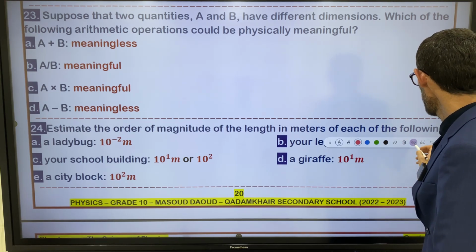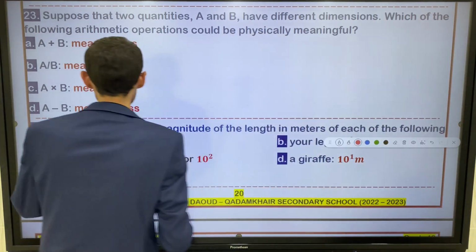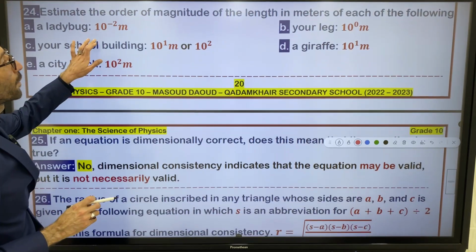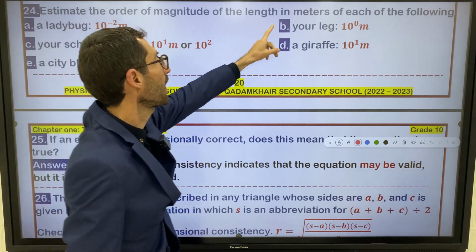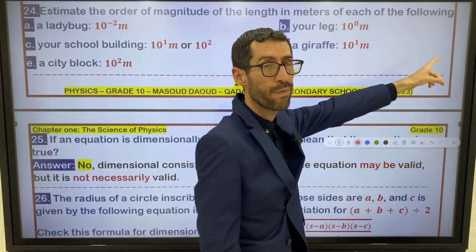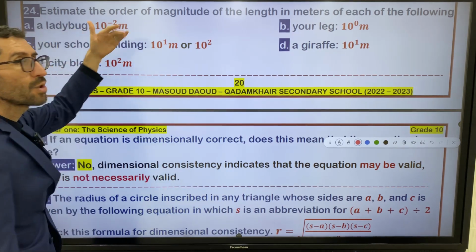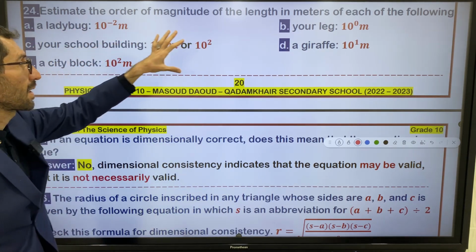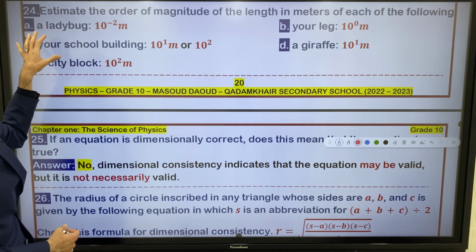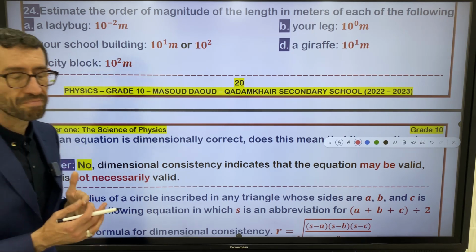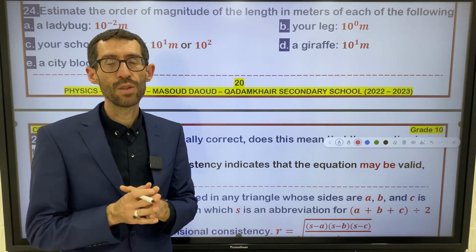Right? Let's move on to question 24. Estimate the order of magnitude, power of 10, of the length in meters of each of the following. We have some objects or things. We want to estimate the order of magnitude for each.